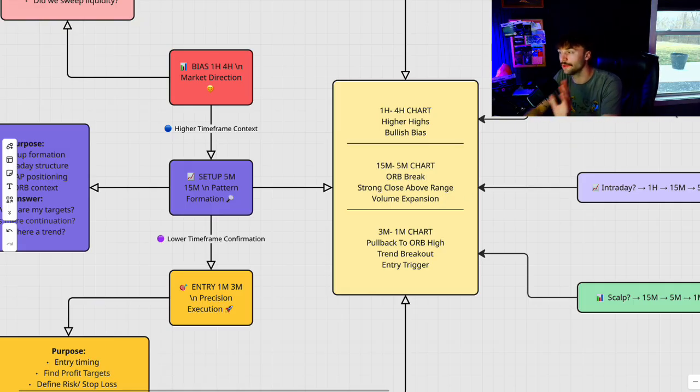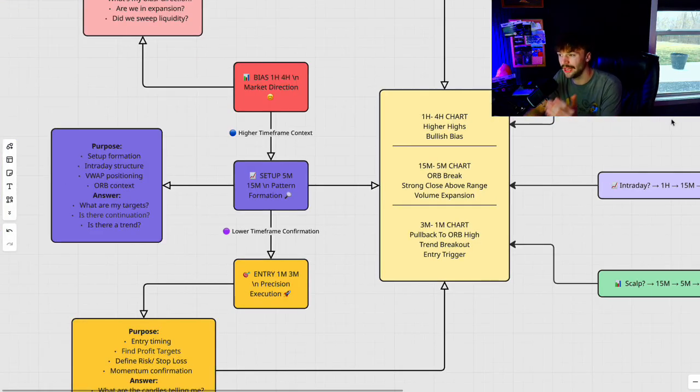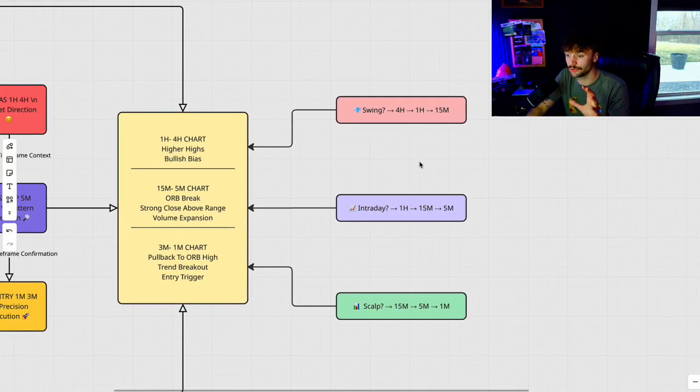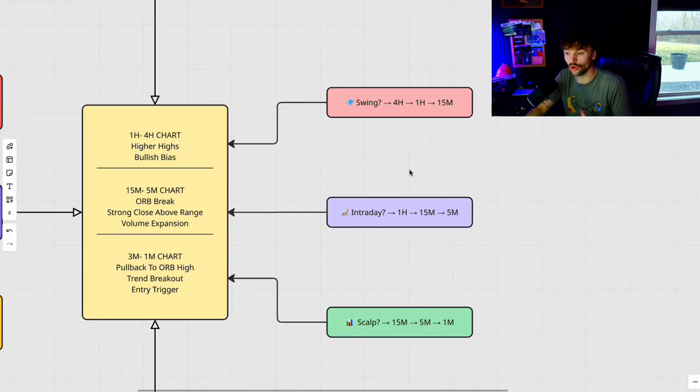Now, I do also want to talk about one more thing before we move on, and this really isn't too related to futures. This is related to trading in general. It's about how you are going to be using this per trade, right? A lot of us are technically scalpers or intraday traders.